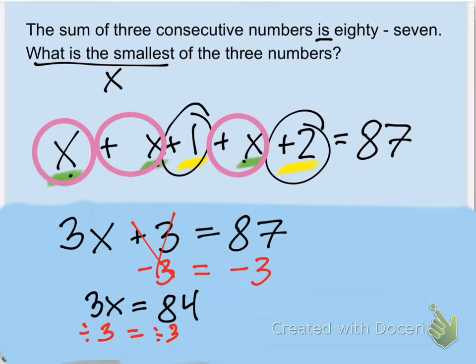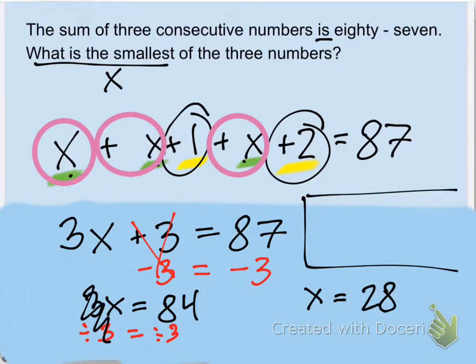I'm just using my calculator because this division part is not the most important. 3 divided by 3 is 1, so I get x equals, and 84 divided by 3 is 28. The way you would check with consecutive numbers is, if 28 is the smallest, the next is 29, the next is 30.